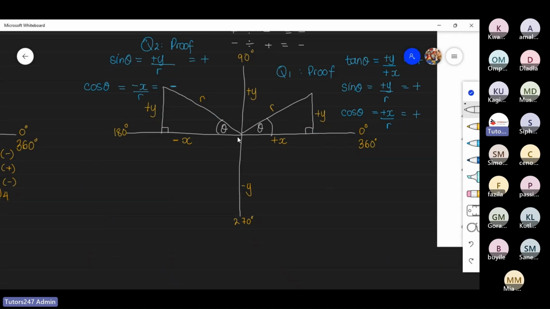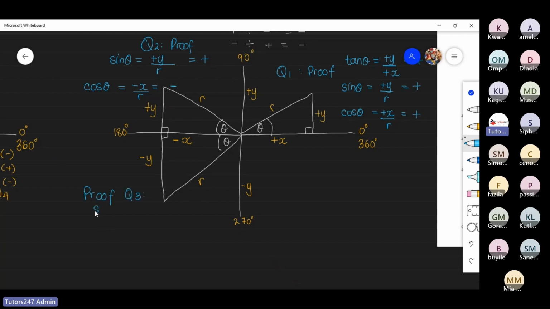Now, let's have our triangle in the third quadrant. So once again, this is going to be a right-angled triangle. We'll have our angle over here, and we've got negative x. This is going to be positive r. Now, as you can see, the height, this is the y value of the triangle. You can see that it's negative within this quadrant. So our y value is now going to be negative y. So let us prove for quadrant 3.